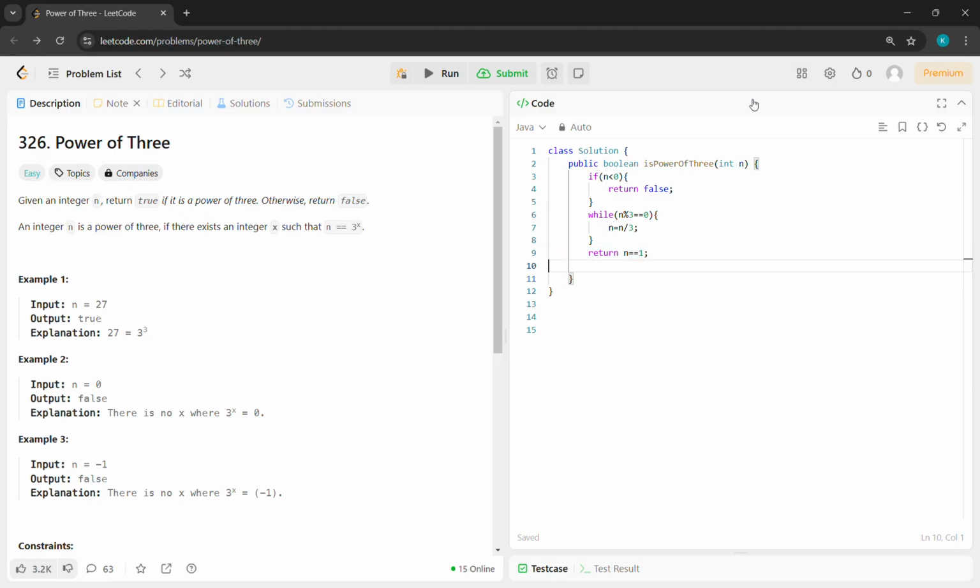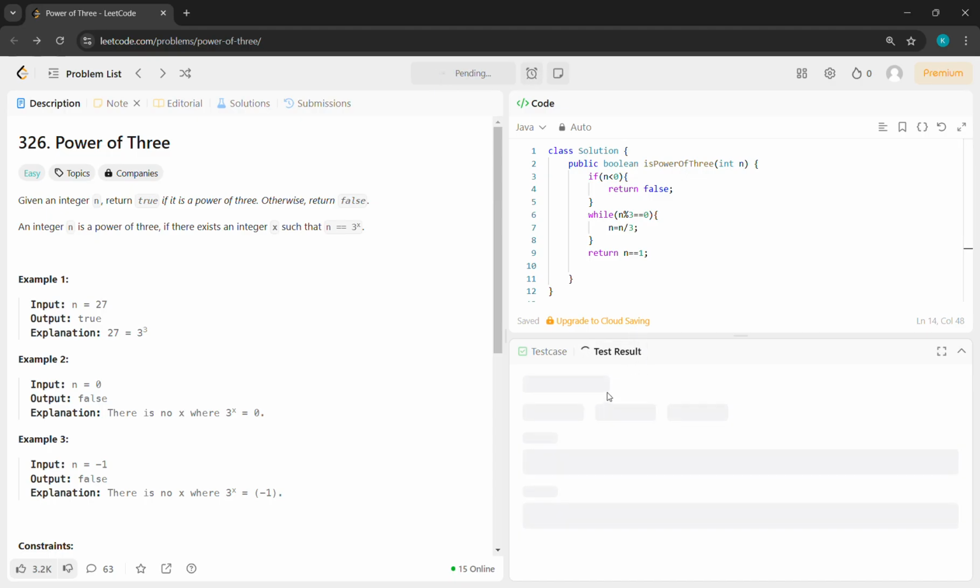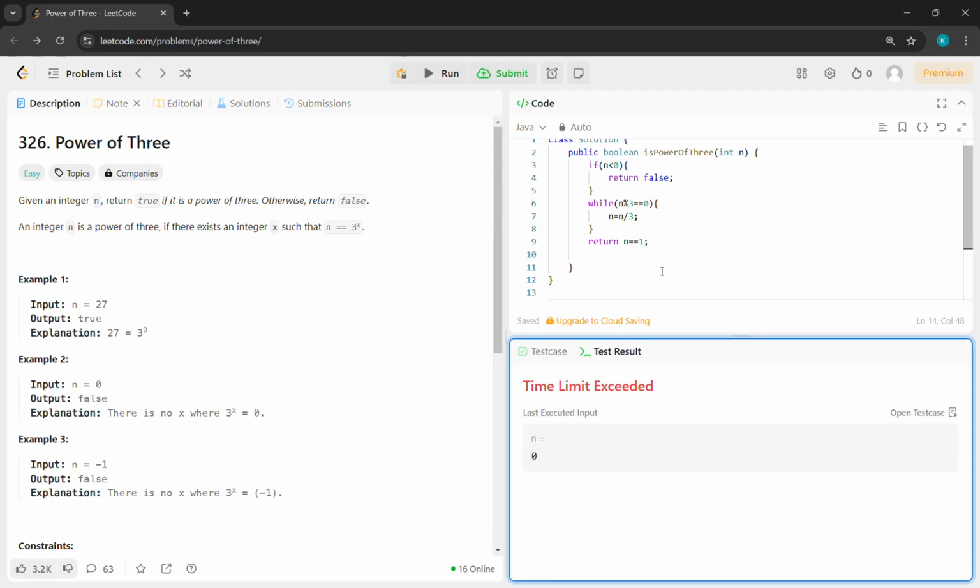Let's run it for the first part. Solution for the loop approach. Let's run it out and check if our solution is correct or not. Time limit exceeded. Okay.